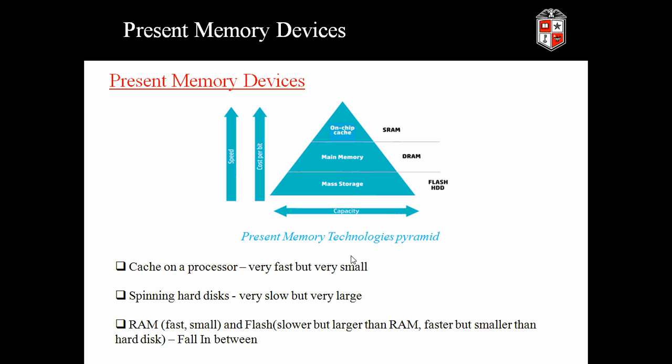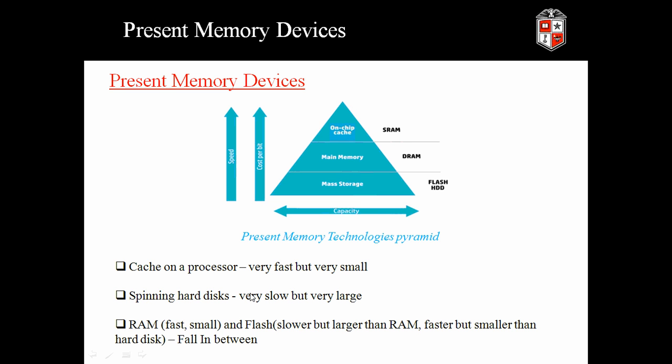Coming to our present memory devices, we have three types of memory devices that we are using in our present world. The first one is on-chip cache, which will be on processor memory. The main memory can be considered as random access memory, dynamic RAM, static RAM. And the third one is mass storage, which is nothing but a typical hard disk with huge amounts of storage. Coming to the cache and the processor, it's very fast, but it is very hard to implement in huge volumes, and it is also very costly.